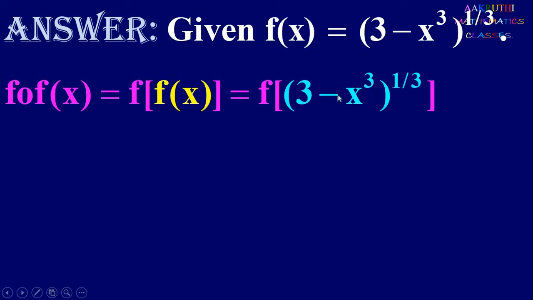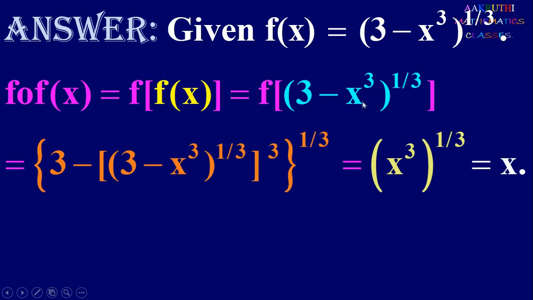Again it is of the form f of x, but in place of x you have to write 3 minus x cube whole to the power 1 by 3. So we get 3 minus x cube whole to the power 1 by 3 whole cube, again whole to the power 1 by 3. So in place of x, you have to write 3 minus x cube whole to the power 1 by 3.